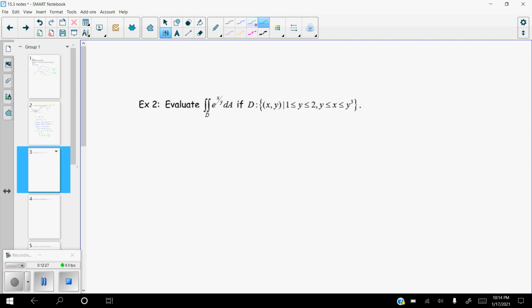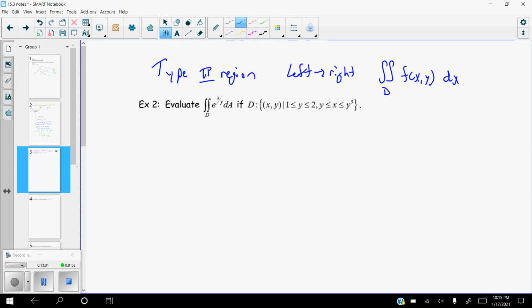This one, as you can tell, however, the y values are the ones that vary from a constant to a constant, and the x's go from a function to a function. So this one is considered to be a type 2 region. That's supposed to be a 2. There we go, type 2 region. And that's going to be something which varies from left to right. So the double integral would be a double integral over D of f of x, y, and this one's going to be dx dy.